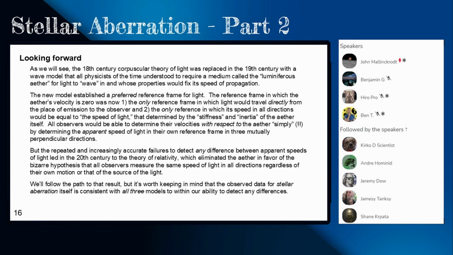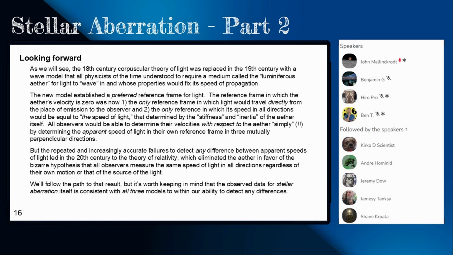But we will also see, maybe not next week, but the week after, that repeated and increasingly accurate failures to detect any difference in the speed of light, no matter what we did, now and 6 months from now, led to the theory of relativity, which actually eliminated the ether in favor of a completely bizarre hypothesis that simply says everybody observes the same speed of light in all directions, regardless of how fast the object that emits it is going, regardless of your own motion.